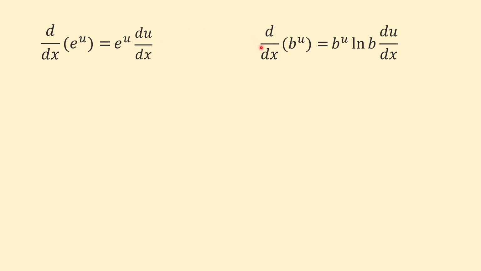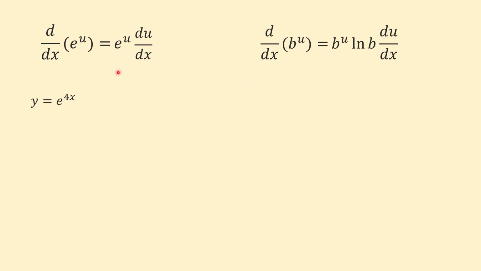And in more general case, derivative of b to the u is b to the u ln of b. This part is derivative of the outside, leaving the inside alone. Then multiply it by derivative of inside. What is inside? The power. Take derivative of the power.